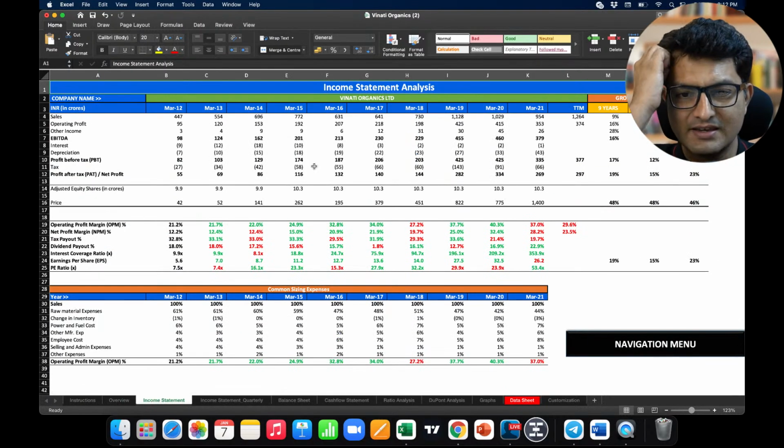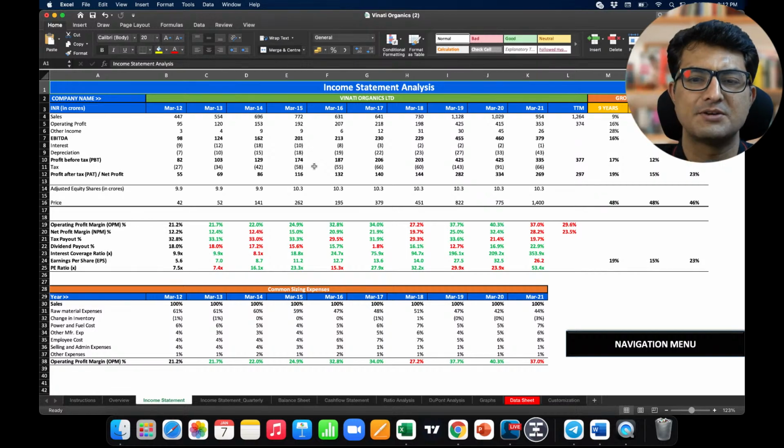The first thing to go to is the income statement. Now, why is the income statement important? Can anybody tell me in the comment box why the income statement is important?